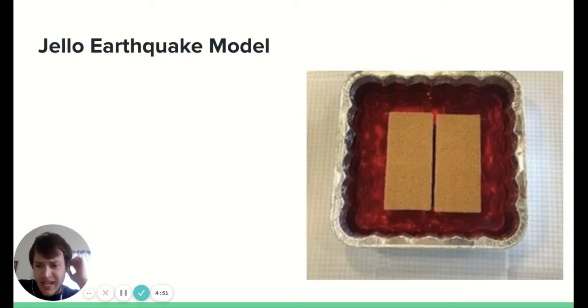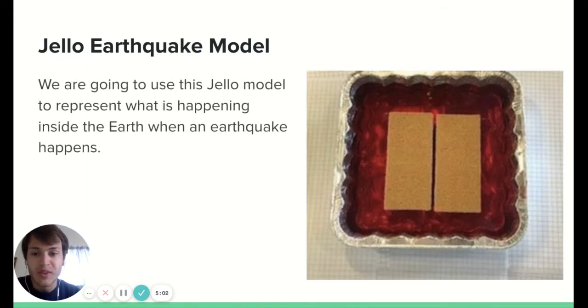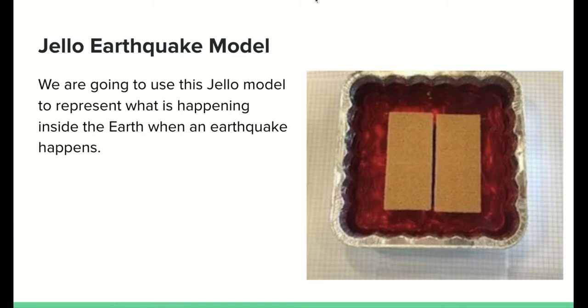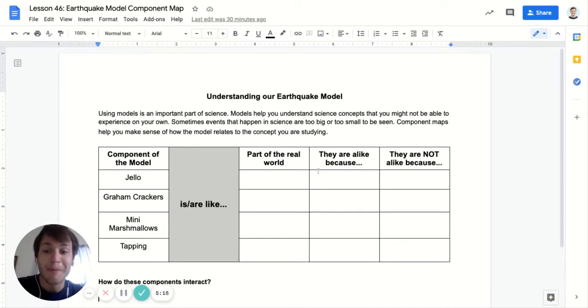Next we're going to go ahead and take a look at the earthquake model. So this earthquake model, Ms. Chowdhury was very kind to make for us. In this model, we're going to use Jello to represent what is happening inside the Earth when an earthquake happens. So if you go on Google Classroom right now, there's a post called Lesson 46, Earthquake Model Component Map.